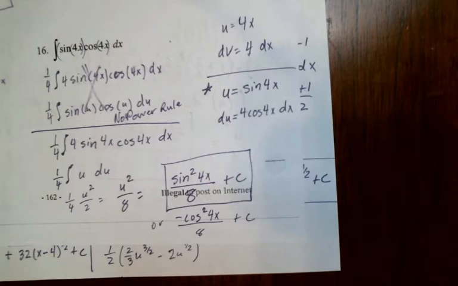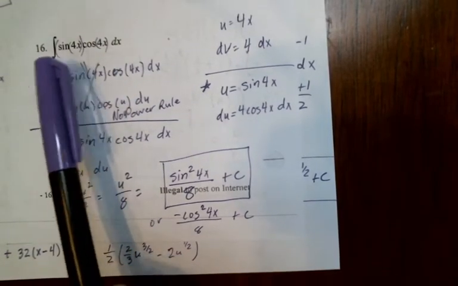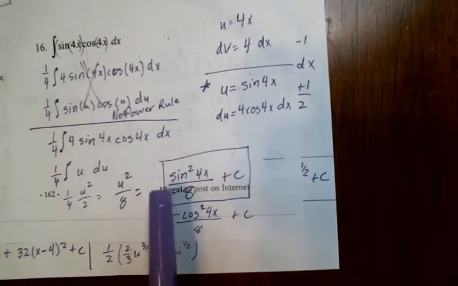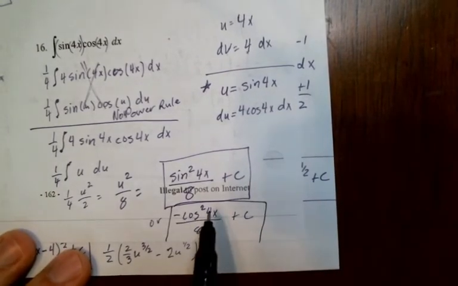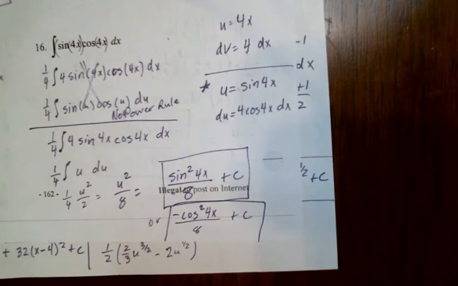Now, some of you may be saying, well, isn't the derivative of cosine negative sine? So couldn't I go that way? And you could. And if you did go that way, you would have got this answer right here. Negative cosine squared 4x over 8 plus c. Basically the same thing, but it's negative because the derivative of that cosine would be negative sine.